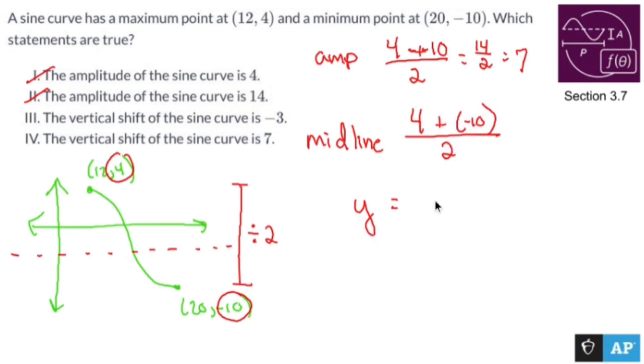So 4 plus -10 is -6, and -6 over 2 gives me the equation y equals -3, which means if I were to create a sinusoidal function, I'd get the function plus -3, which means the vertical shift is -3. So yes to you and no to you. And that's it.